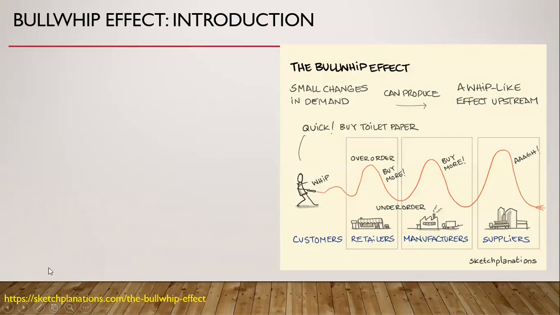So this is a diagram I have taken from this website. It beautifully describes the increase in variation in demand upstream in the supply chain. So the look is similar to a whip.